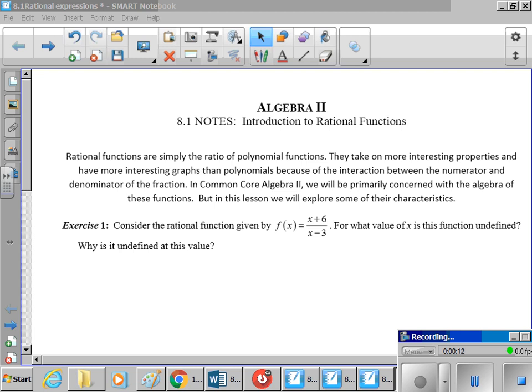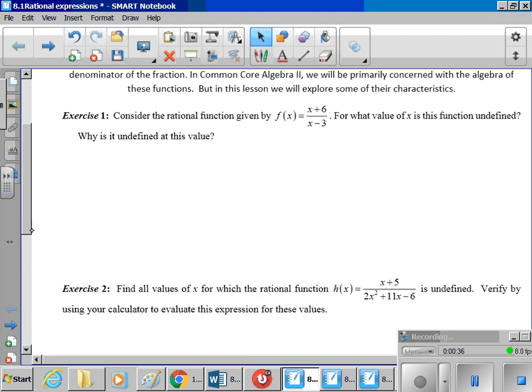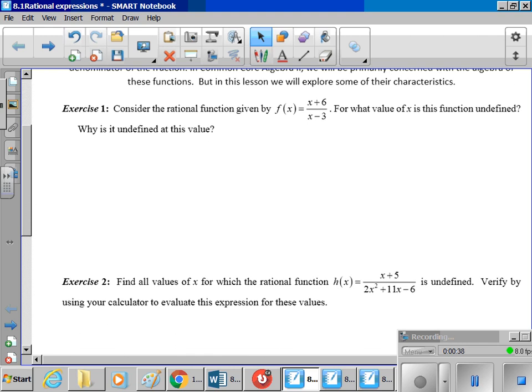So basically, in rational functions, all we're talking about, and it says rational functions, it really should say rational expressions. We're going to be talking about rational functions and rational expressions and simplifying them. Today, when we talk about rational functions, we'll be talking about whether or not a function is defined at every point. In exercise 1, consider the rational function f of x. For what value of x is this function undefined?